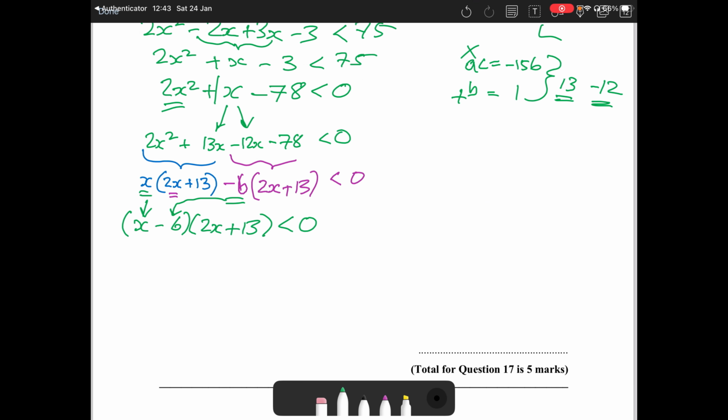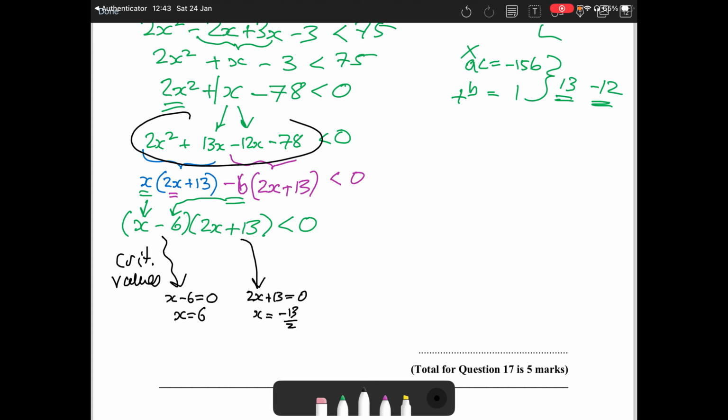Now these, we are going to find the critical values. Why am I not saying solutions? This is not an equation, it's an inequality. So the critical values are when this bracket equals 0, which would mean the first critical value is 6. And the second critical value is not going to be a whole number, but in fact it will be minus 13 halves. All right.